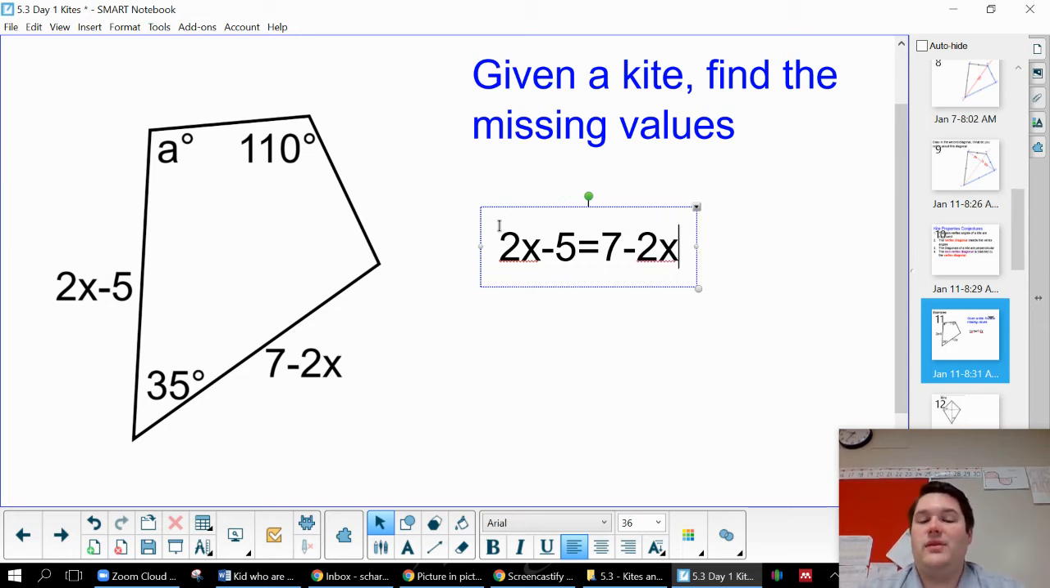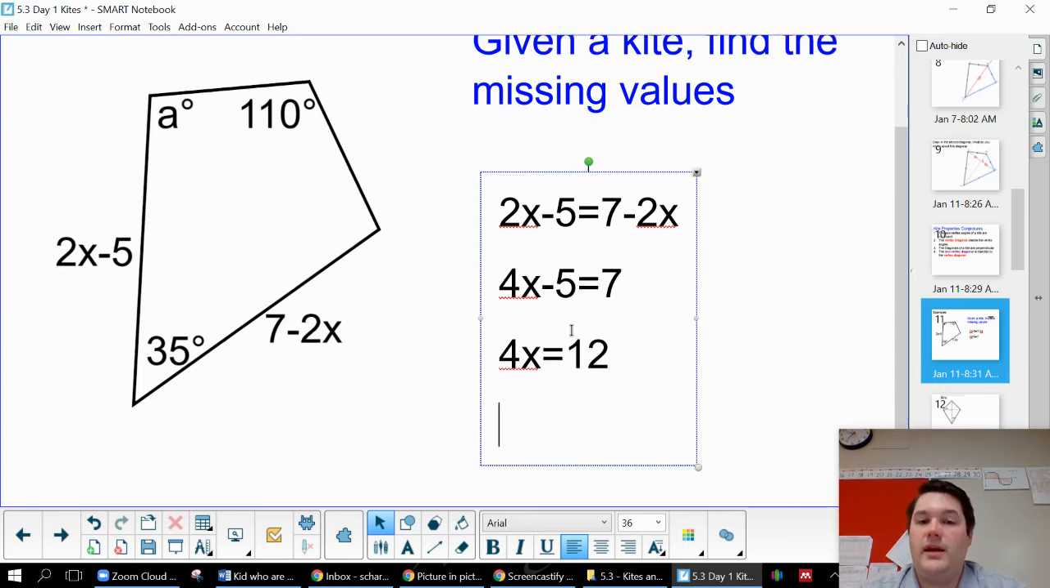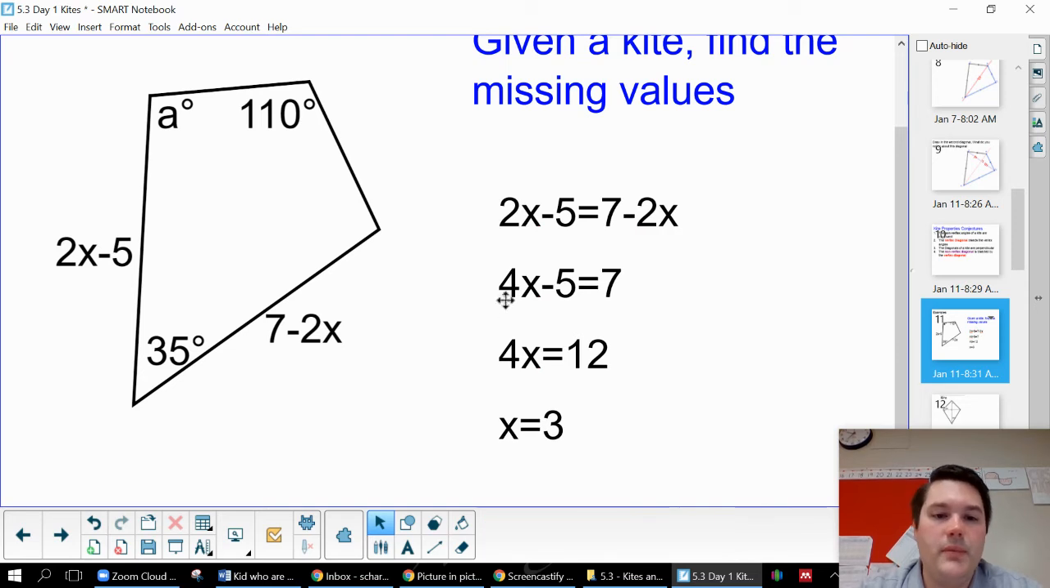Now we can start to solve that. I might want to take care of this. I'm going to add 2x to both sides. Well, that's going to give me 4x minus 5 equals 7. Next thing I might want to do is add 5 to both sides. 4x equals 12. And then I could divide by 4 and get 3. X equals 3.